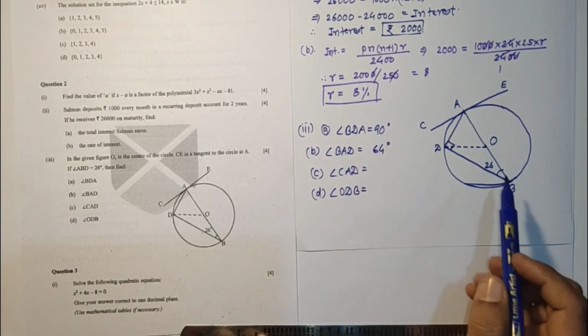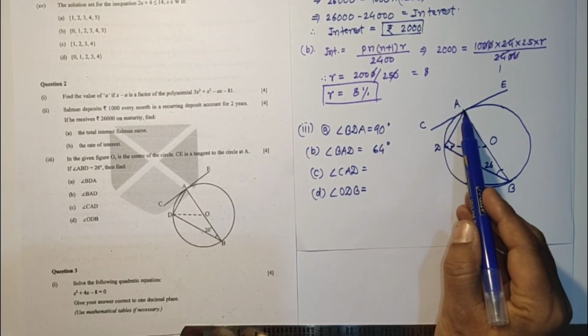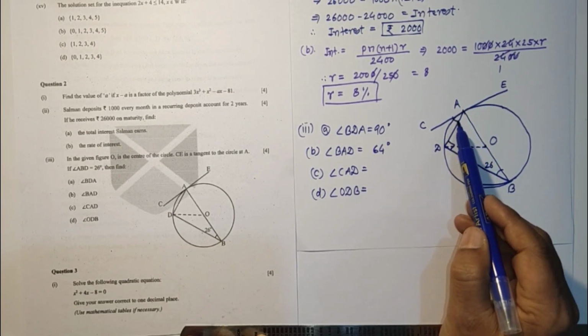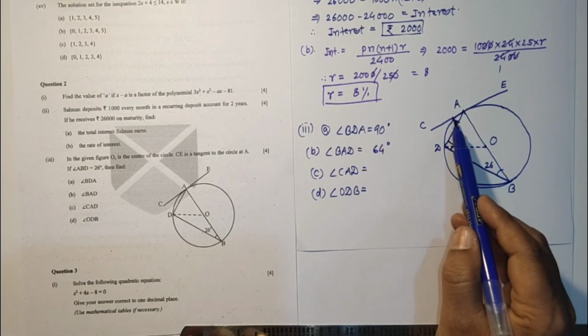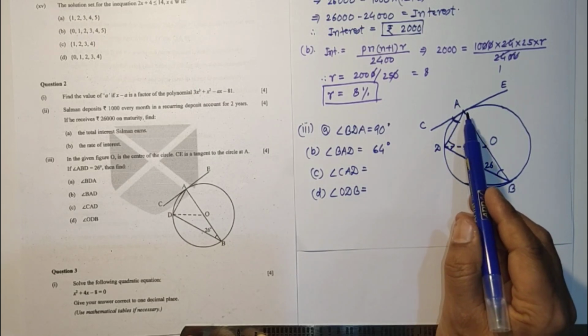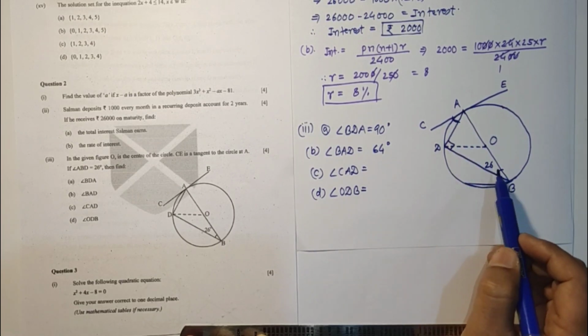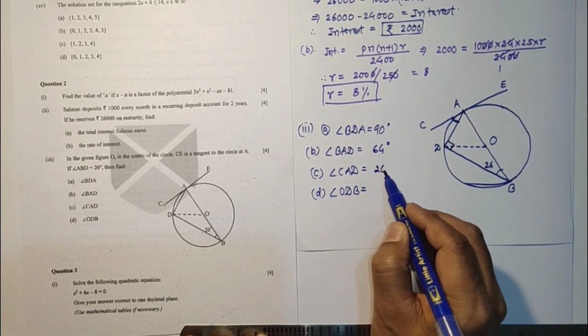Angle CAD, this is the tangent, and this touches at point A, and this is the chord. So this is the angle between tangent and the chord, and will be equal to the angle subtended by this chord in the alternate segment. So by alternate segment theorem, this angle is 26 only. So this is equal to 26 degrees.